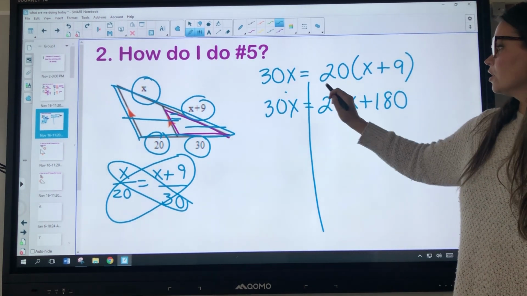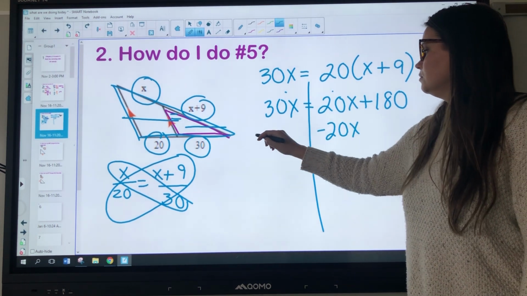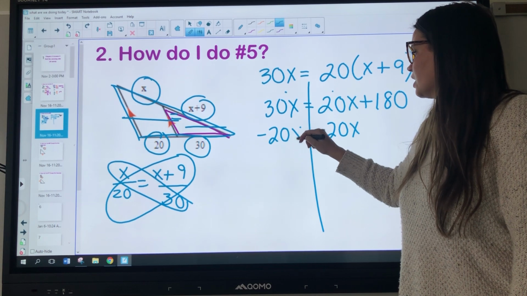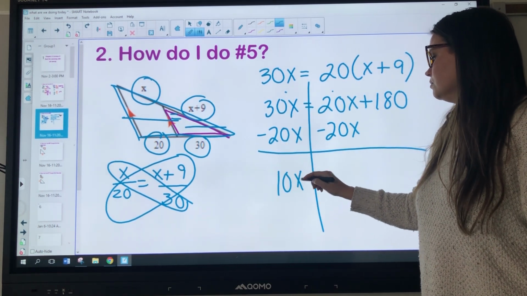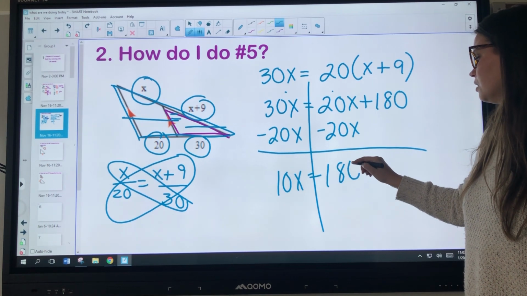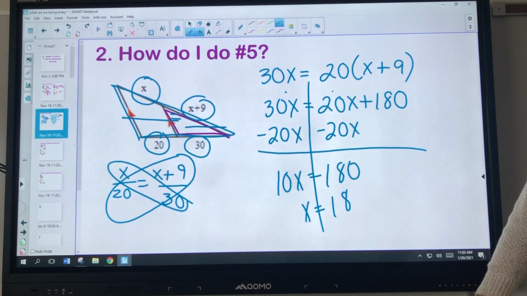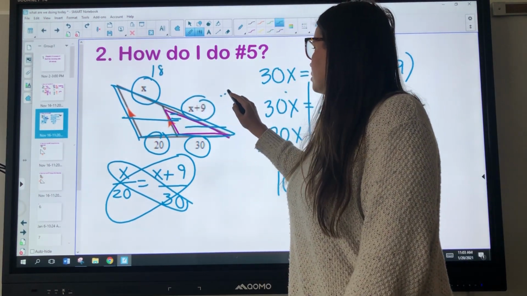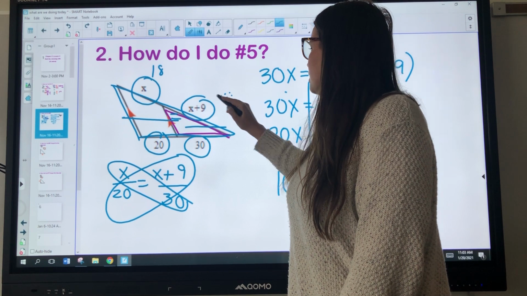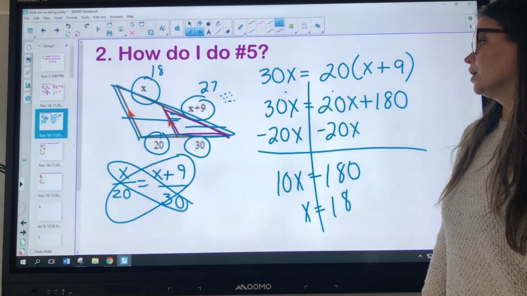The like terms are on different sides of the equal, so you have to subtract them. You can't add them when they're on different sides. That leaves you with 10x equals 180, and x is 18. That means this is 18, 19, 20, 21, 22, 23, 24, 25, 26, 27, and this is 27. And that should work.